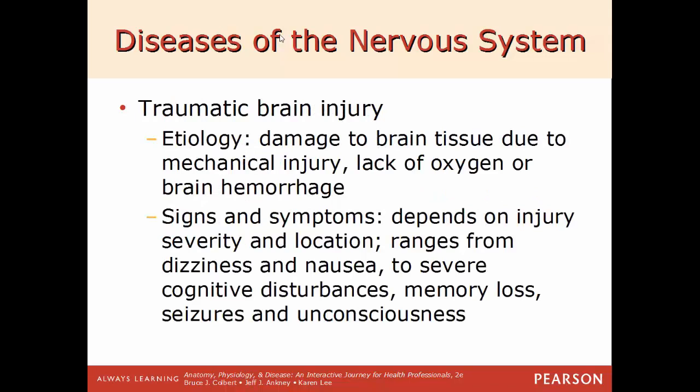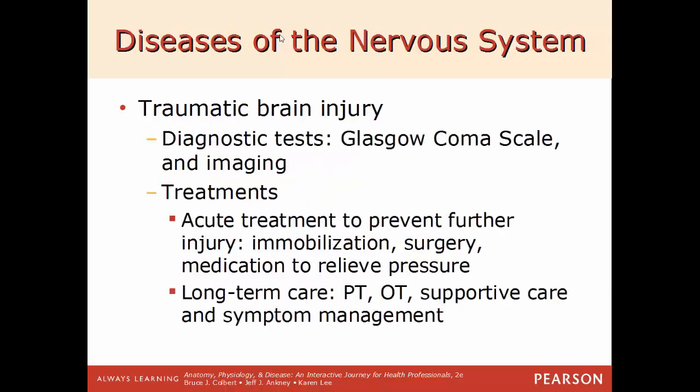Traumatic brain injury, etiology, is damage to the brain tissue due to a mechanical injury or a lack of oxygen or brain hemorrhage. Signs and symptoms: this will vary greatly depending on the severity of the injury and on the location. It could range anywhere from dizziness to nausea to severe cognitive disturbances, memory loss, seizures, and unconsciousness. Diagnostic testing: using the Glasgow Coma Scale, imaging techniques also.